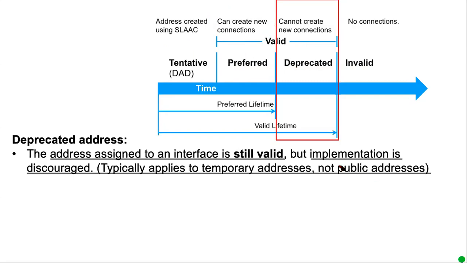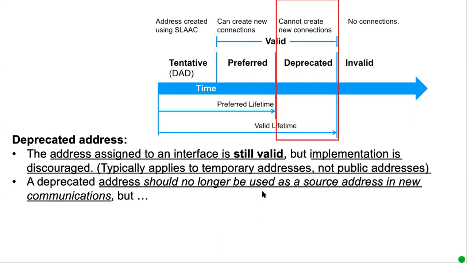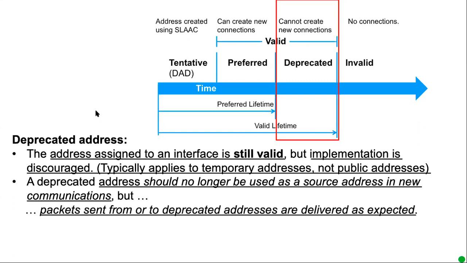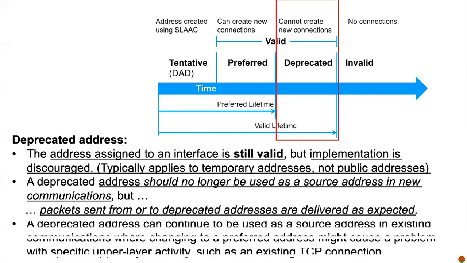So why do we have this deprecated state? Because you might still have connections that are using that address. So it keeps it for quite a while. It says, look, I'm eventually going to throw this away, and it's going to become invalid. But there might be some existing connections, and we don't want to lose those connections.